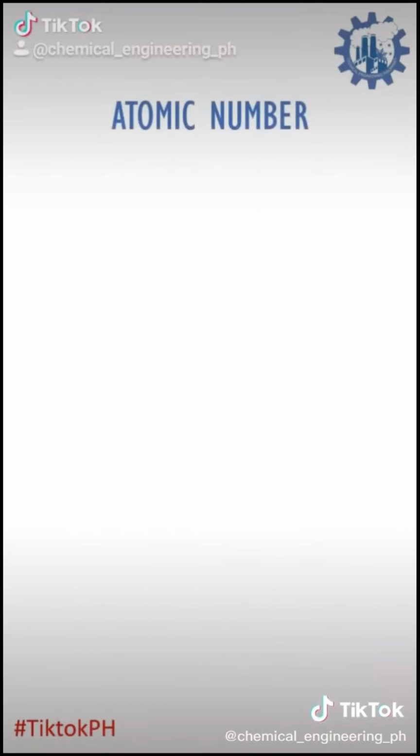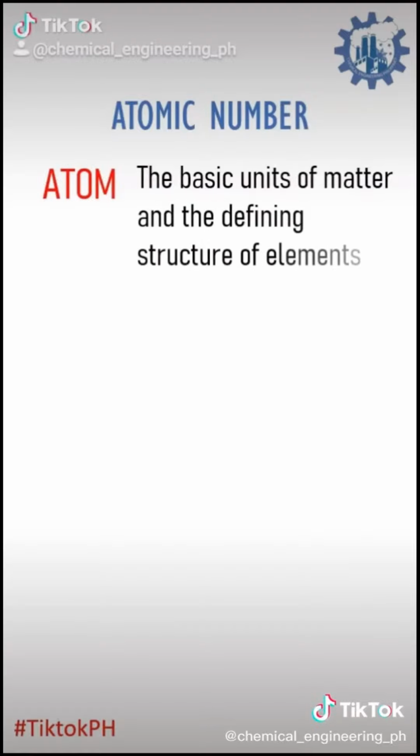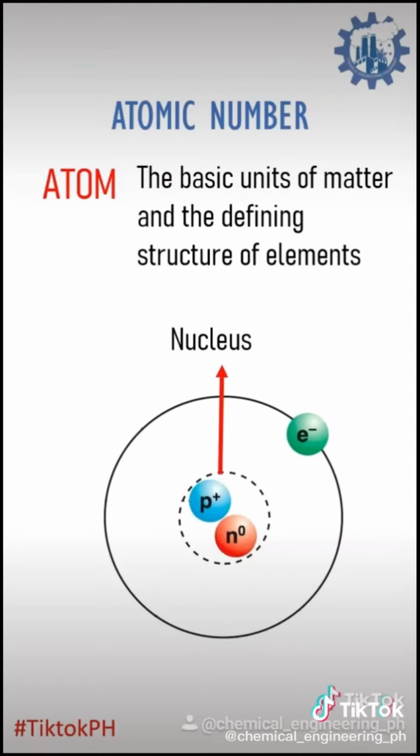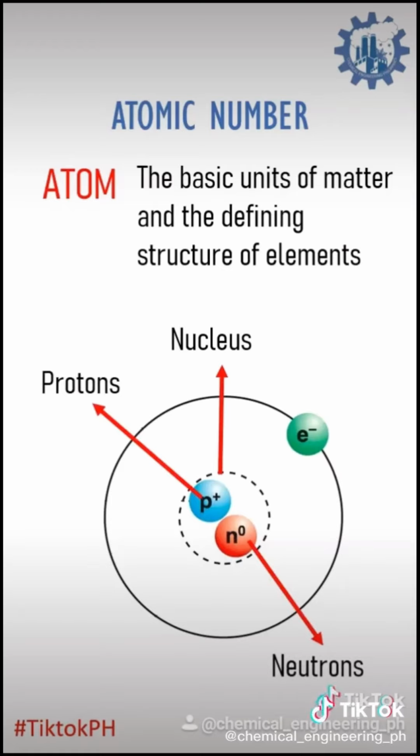Let us discuss the atomic number. In order to understand the atomic number, we have to first understand what an atom is. An atom is the basic unit of matter and the defining structure of the elements. But even being the basic unit of matter, it is also composed of subatomic particles. The dotted area is the central area of the atom called the nucleus. It is composed of two subatomic particles, the positively charged protons and the uncharged particles neutrons, and surrounding the nucleus are the negatively charged electrons.